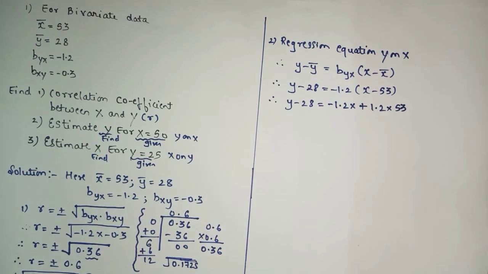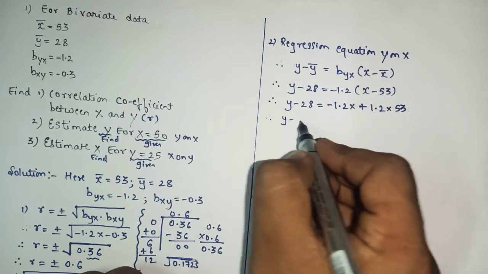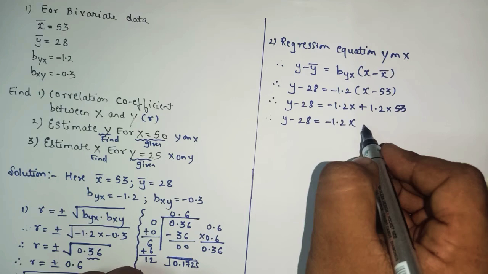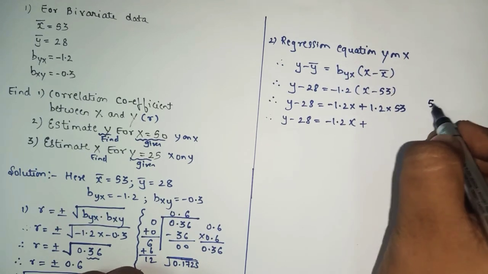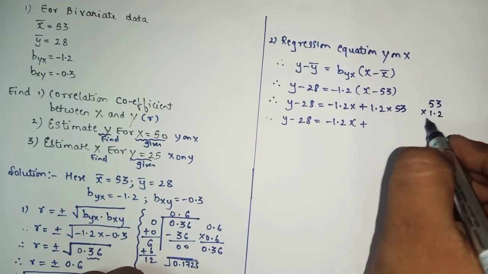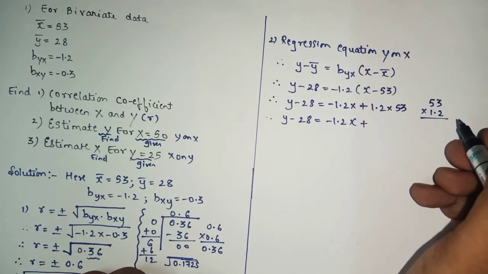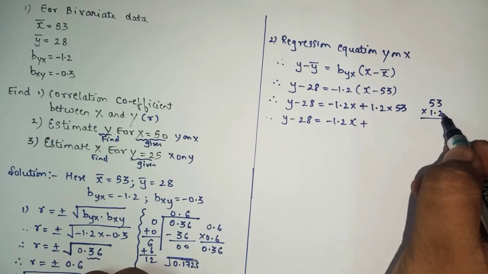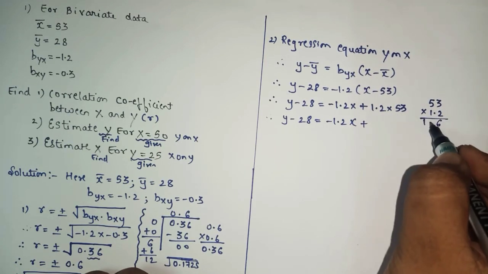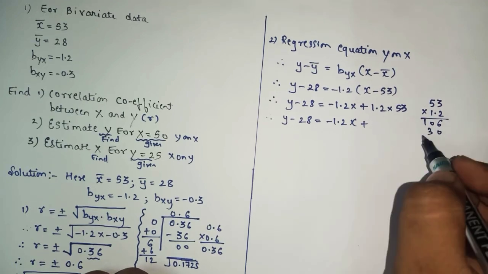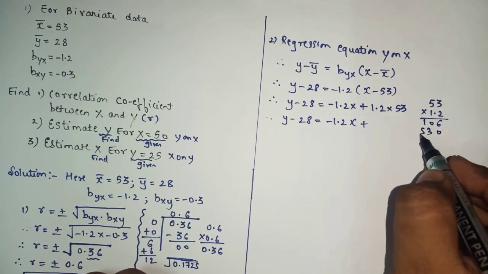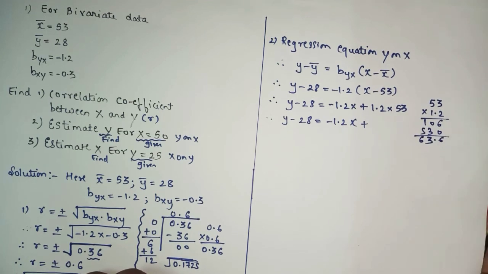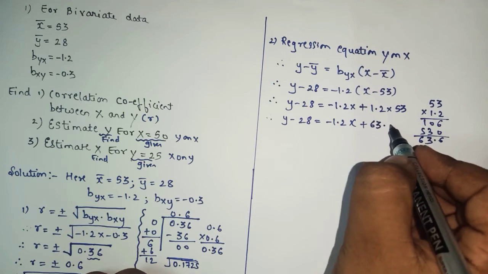Yes or no? So after this will be what? y minus 28 equals minus 1.2x plus, so when you multiply 53 into 1.2, okay, so here you will get what? 2 3s are 6, 2 5s are 10, 0, 3, and this is 5 to 6, 3, 6, so the decimal will be after one place, so this will be 63.6.